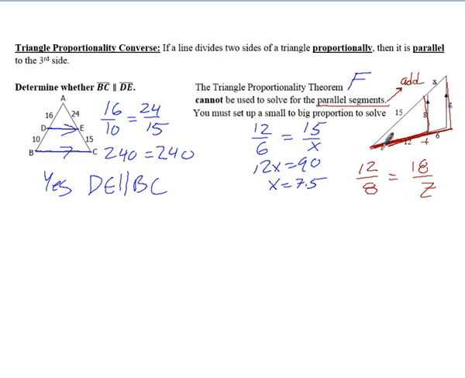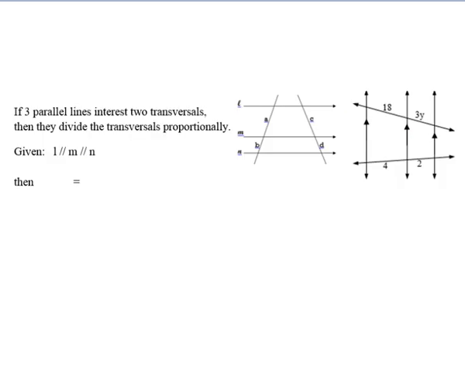So again, we can't say 12 is to 8 as 6 is to z, because 6 is just a little tiny segment, and we need it to be a part of a big segment here as part of the big triangle. So now, just like all the other problems, we're going to cross multiply and solve, and we get 12z is equal to 144. Divide both sides by 12, and we get that z is 12. So just be careful. If you're solving for a parallel side, you've got to use the F method and add.